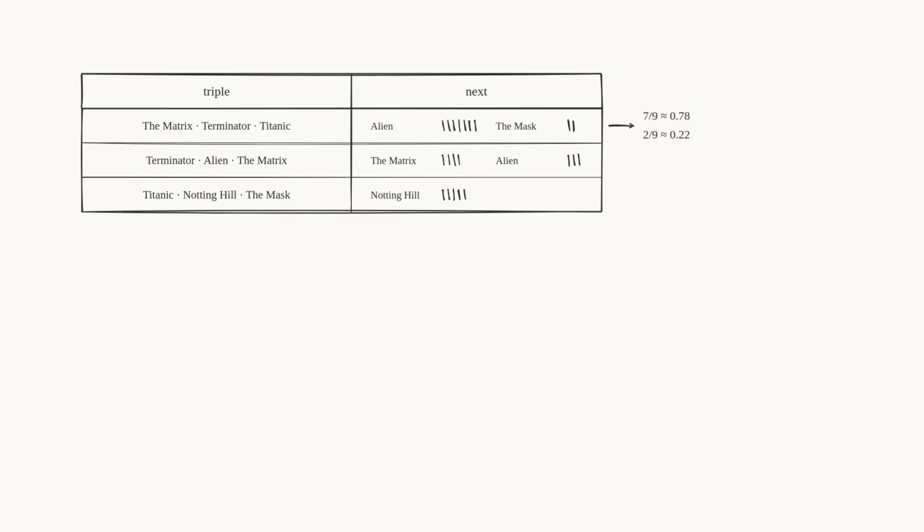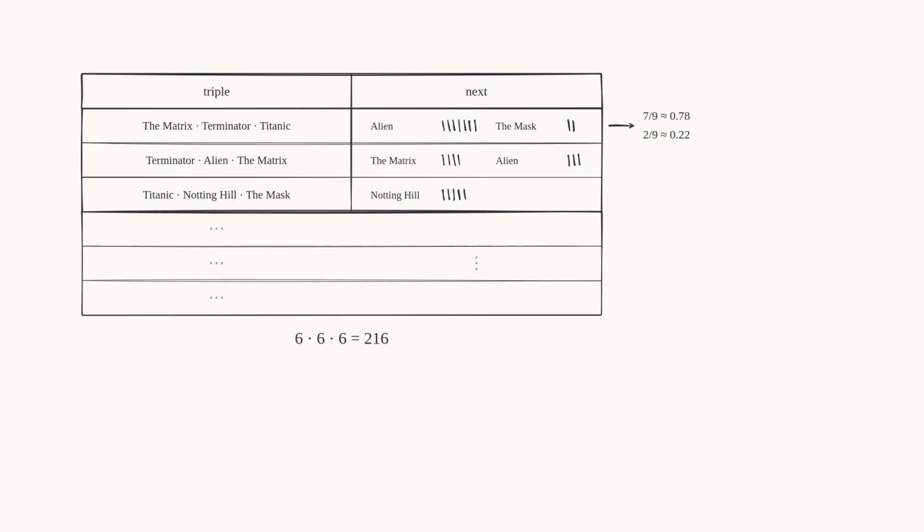After our triple, there are 9 continuations. Alien 7 times, The Mask twice. So 7/9 for Alien, 2/9 for The Mask. No math harder than counting. Looks great, right? Now let's count what this costs. For 6 films, the number of possible triples is 6 by 6 by 6, 216. Already a lot, but fine.